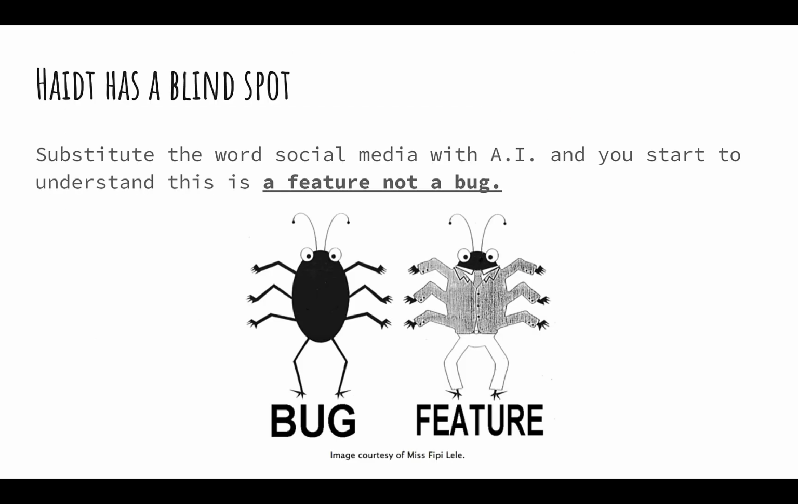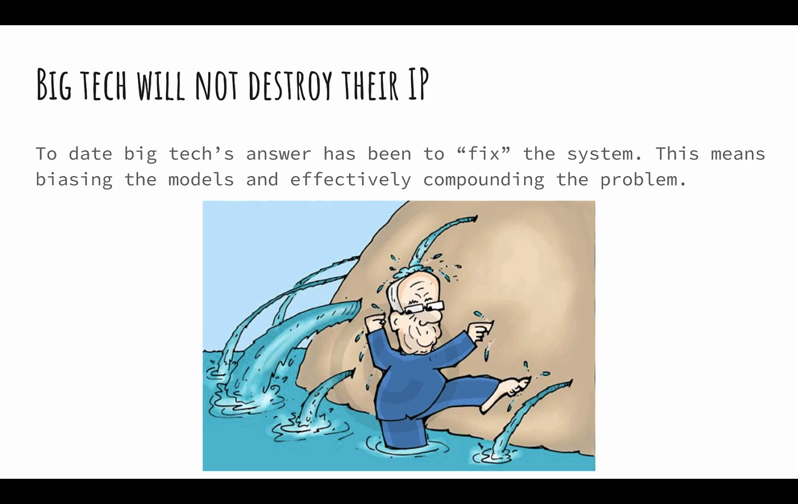Well, I actually think Haidt has a blind spot here. Just substitute the word social media with AI. Okay, what are the effects of AI on young women? What are the effects of AI on you? And you start to understand that this is a feature, not a bug. I don't mean that to be conspiratorial. What I mean is that the system is doing what it's designed to do. It just so happens that it's not a good thing for everyone.